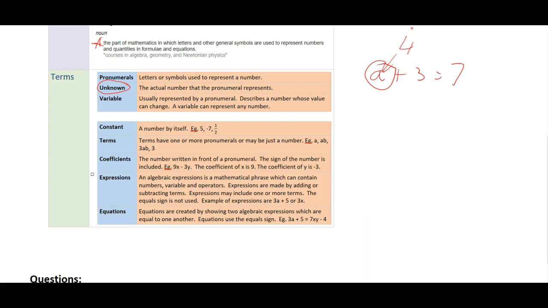Next we have the variable. It is usually represented by a pronumeral, and it describes a number whose value can change. A variable can represent any number, and we'll get to a few more details of them later on, but I'll just get you to write down that term there.